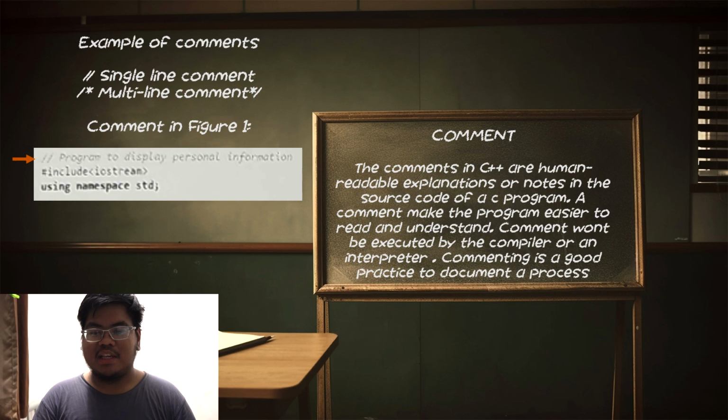Comments in C are human readable explanations or notes in the source code of a C program. A comment makes the program easier to read and understand. Comments won't be executed by the compiler or an interpreter. Commenting is a good practice to document a process. Examples of a comment: // is a single line comment, /* is a multi-line comment and must end with */. The comment in figure 1 is // program to display personal information.